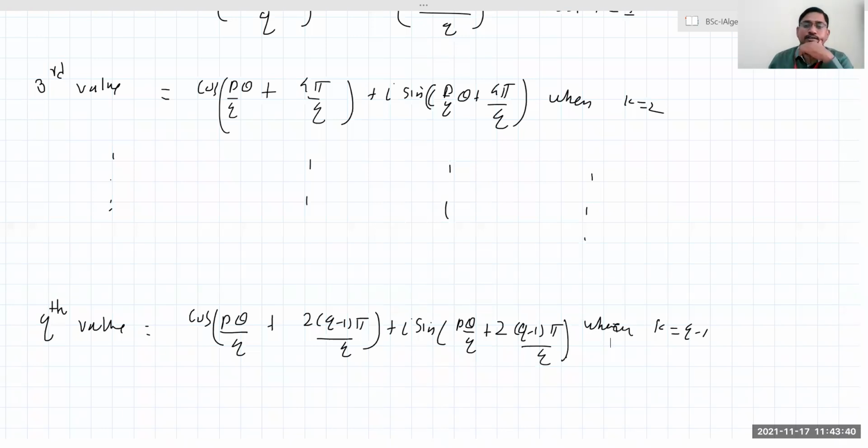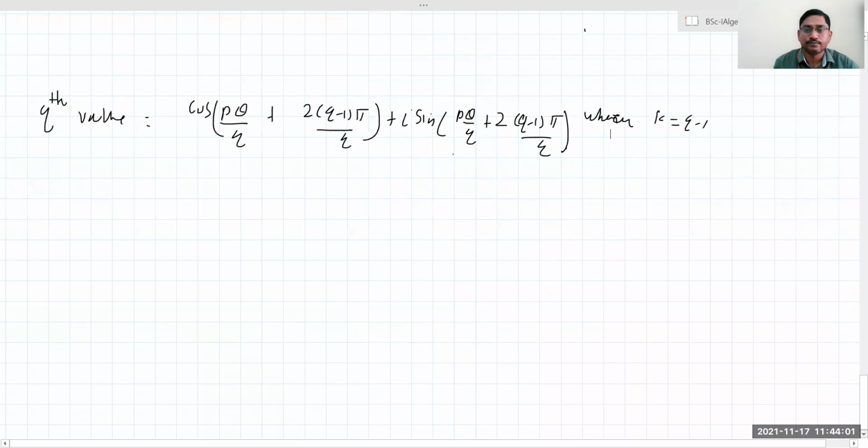Now when I take k equal to q, what will happen? In the second term, you'll get 2q pi upon q. So we'll get cos of x plus 2 pi and sin of x plus 2 pi, where x equal to p theta plus q. So cos of x plus 2 pi is cos x. So when I take k equal to q, you can see.